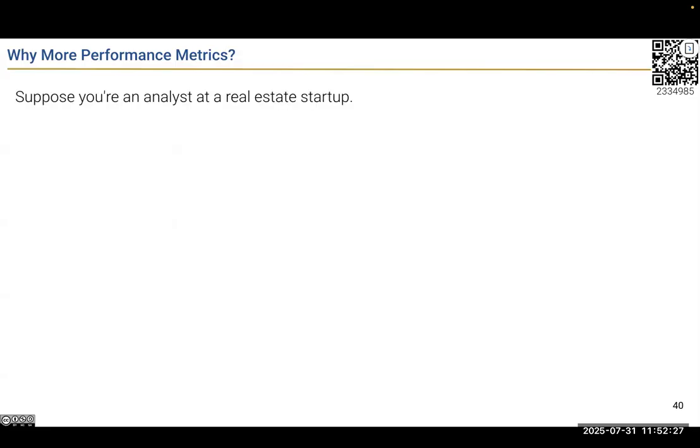Well, consider the following scenario where you're analyzing some real estate for a startup. The startup sells houses.